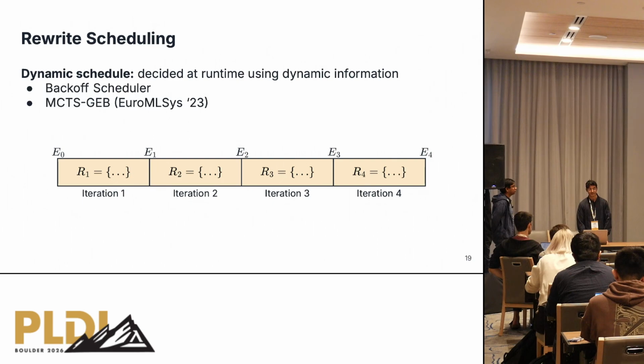So examples of dynamic schedulers include backoff scheduler, which is the default in egg. Backoff scheduler uses an exponential backoff heuristic to temporarily disable rewrites which are matching too often. And of course, this requires tracking how many times each rewrite is applied at runtime, so this is a dynamic property. Another example is MCTS GEB. It uses a Monte Carlo tree search algorithm to decide on what rewrites to apply. And this is also dynamic because to do the tree search, you need to know the E-graph, which is only known at runtime.